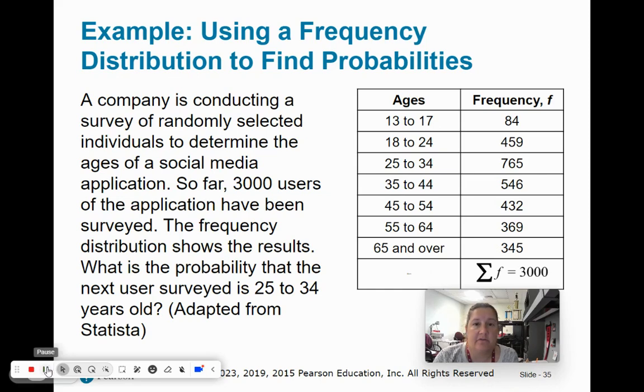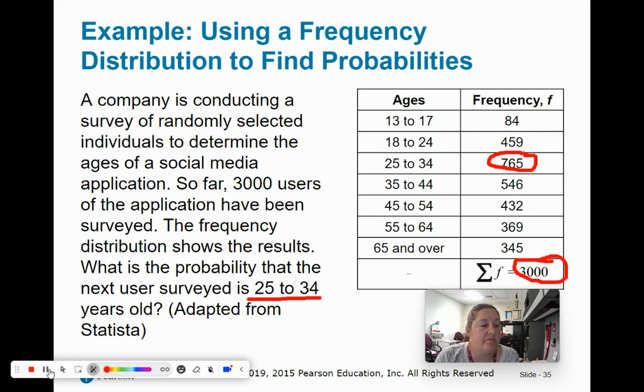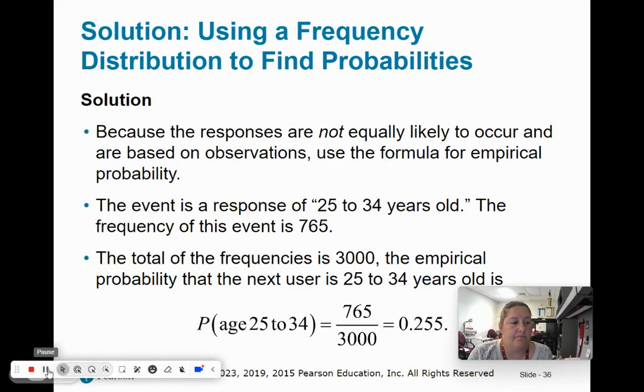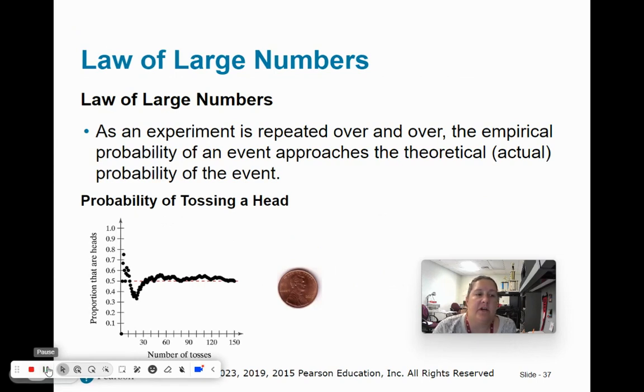Go ahead and pause the video to read their next example. With a frequency distribution, we're going to take how many is in the event of what we want divided by the sample size. Because we want ages from 25 to 34 years old, we're looking at 765 divided by the total 3,000, which is about 25%. This is a review just to let you know that whenever an experiment's repeated over and over and over, the empirical probability eventually approaches the classical or the theoretical probability of an event.